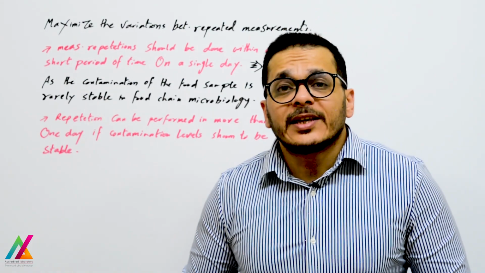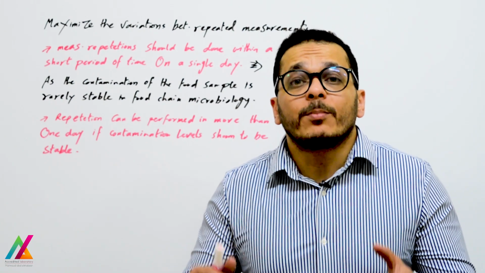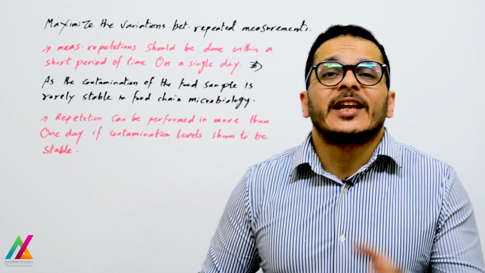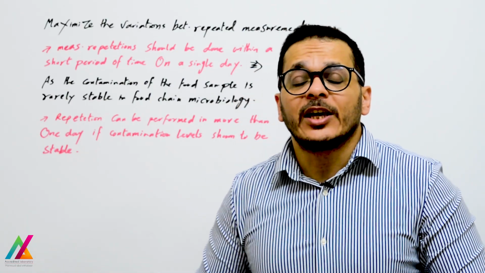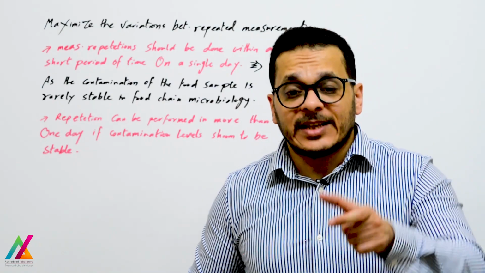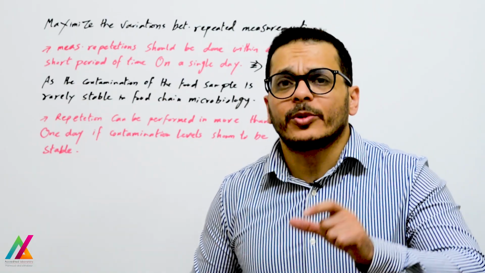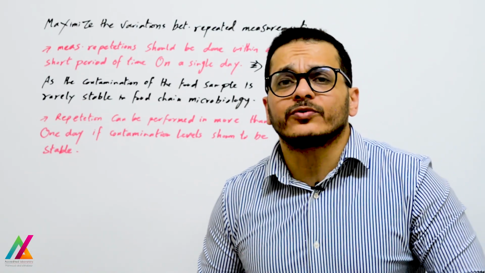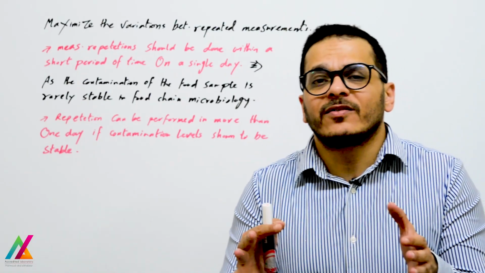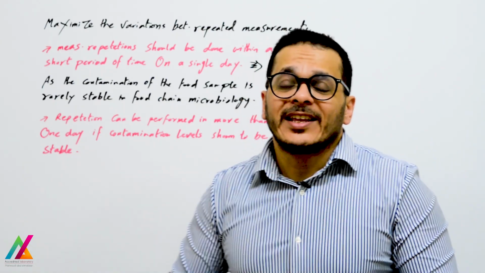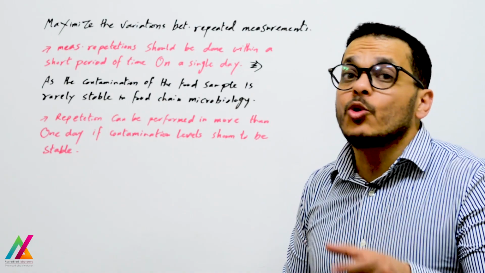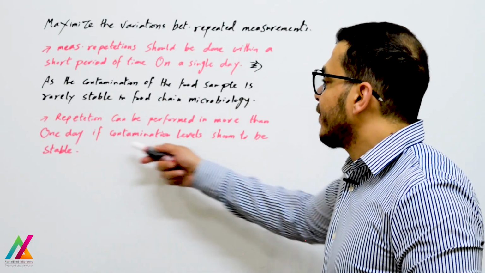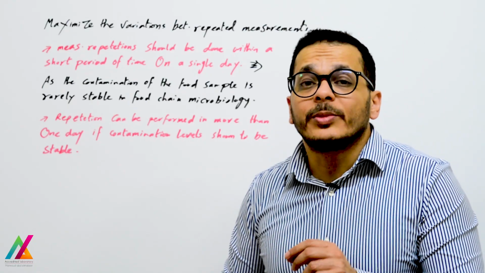Also, in some cases with some matrices and some methods, you will find that contamination levels are shown to be stable on a single day. When you run replicate analysis on a single day, even within a short or a long period of time, you will find that contamination levels are stable. In this case, repetition can better be performed over more than one day.